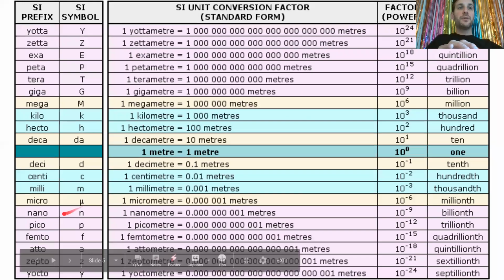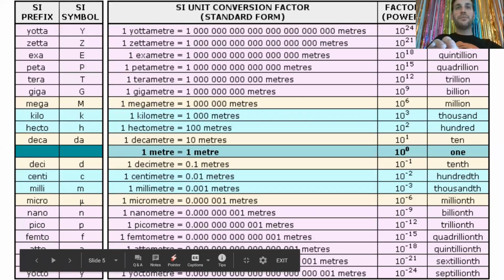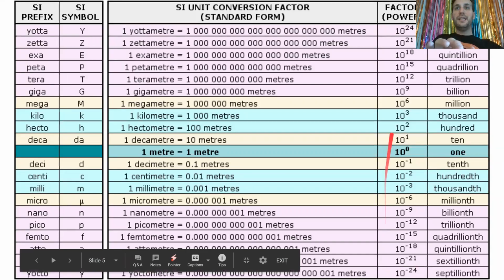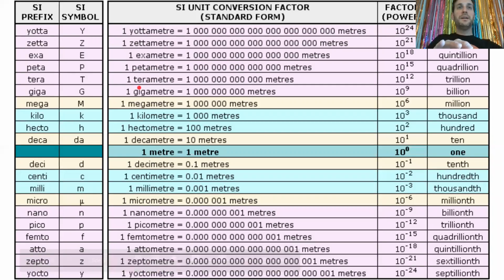Here's a more complete chart of all these different prefixes and how they change all the way up from a septillion down to a septillionth. And you can see, for example, these are all meters, but they apply, for example, to bytes. So you could have 1 byte, which is 8 bits of information in computer speak.